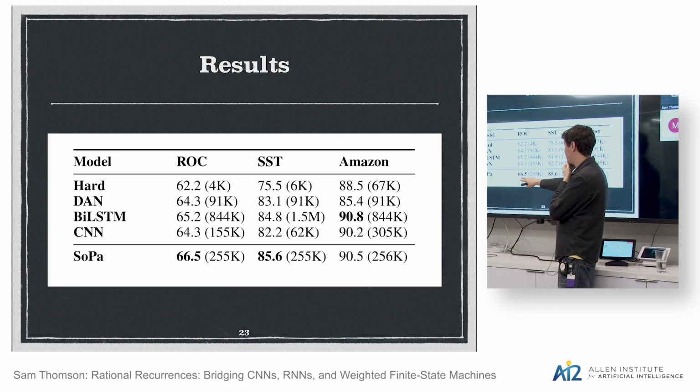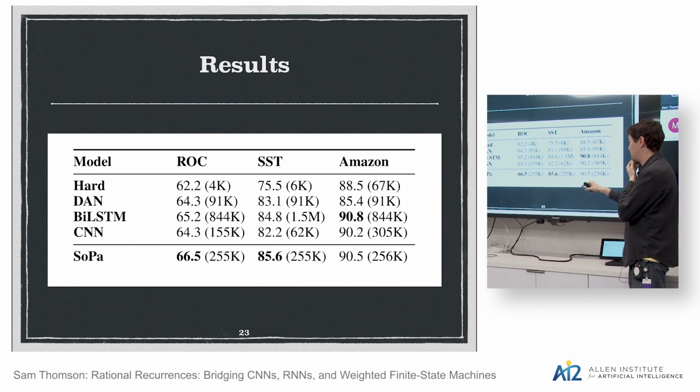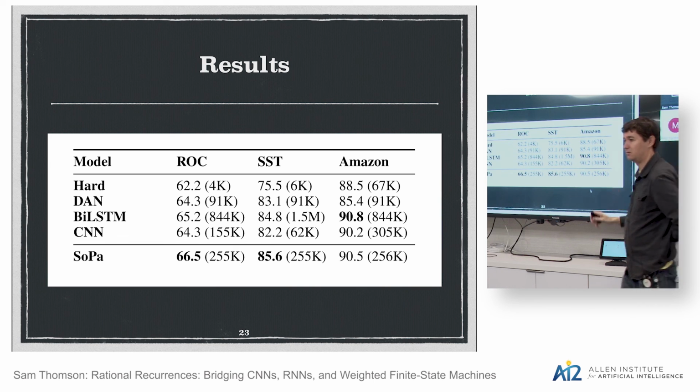So you can see that for these smaller corpora, we're doing quite well in performance. Rock and SST are both about 5,000 training examples each. Amazon is about 100,000 training examples, I think. So even in that larger data regime, we're pretty competitive with LSTMs, and we're using much fewer parameters. This parenthesized number is the number of parameters in the final tuned model.